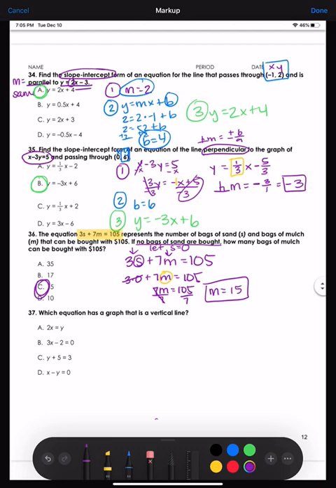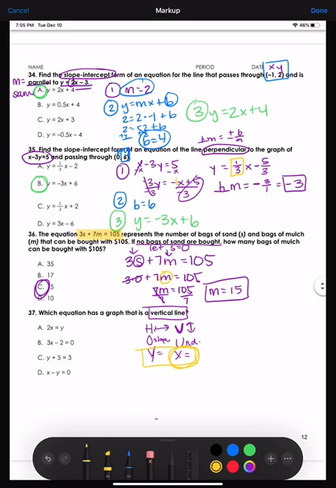All right, number 37. Which equation has a graph that is a vertical line? You've got to remember, HOY, VUX. H is horizontal, 0 slope, y equals. V is vertical line, undefined slope, and x equals. So these are the equations of horizontal and vertical lines. If I'm looking for a vertical line, it's going to have the equation x equals whatever x equals. So I'm looking for an equation that is x equals.